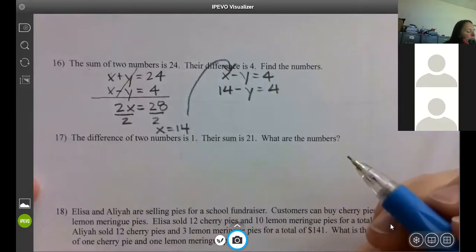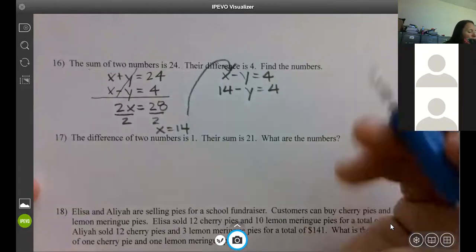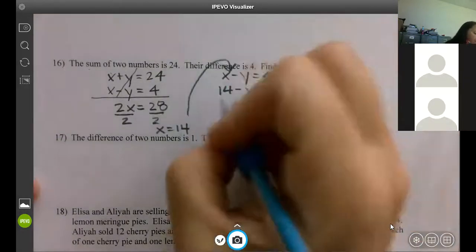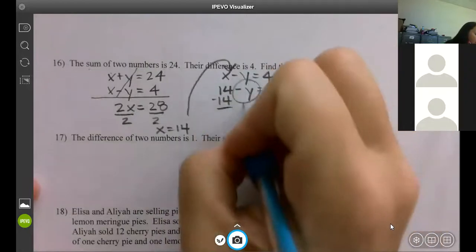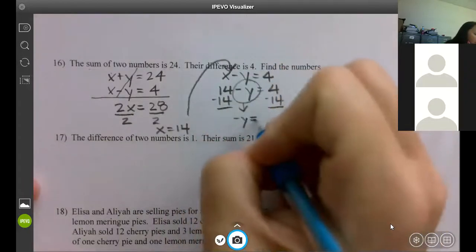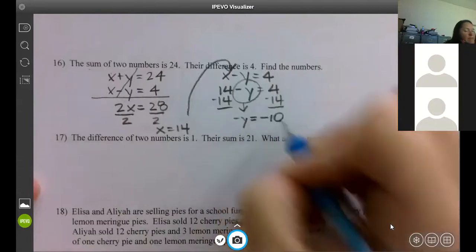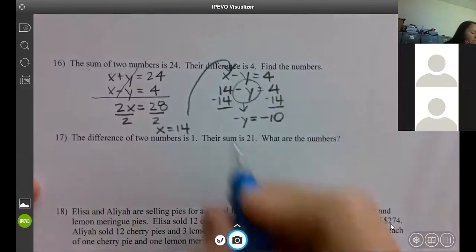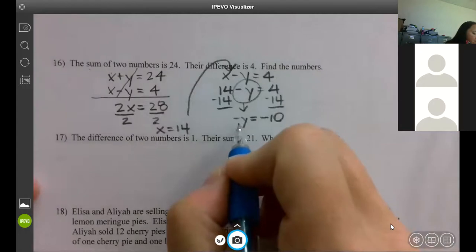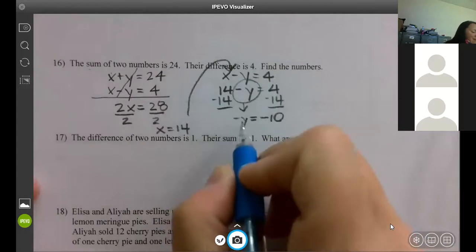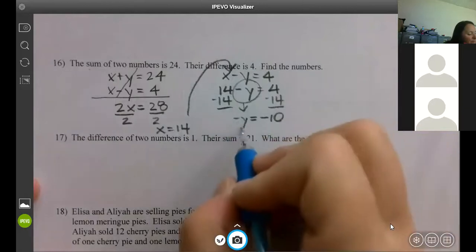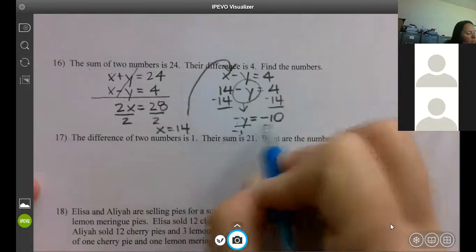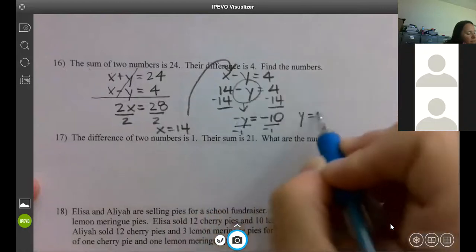What's on the same side but not with it? 14. How do I get rid of a positive 14? Perfect. Minus 14. Make sure you bring down the negative y. 4 minus 14 is negative 10. How do I make it a positive y? How do I get rid of the negative? Divide by negative 1. And I get y is positive 10.